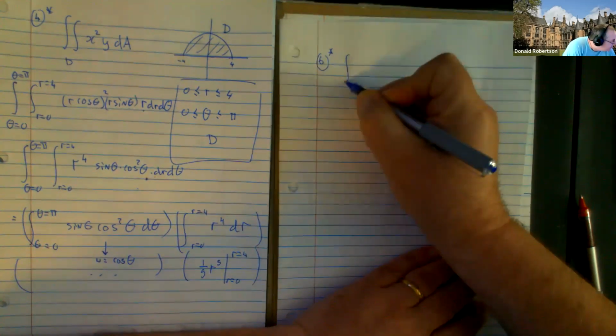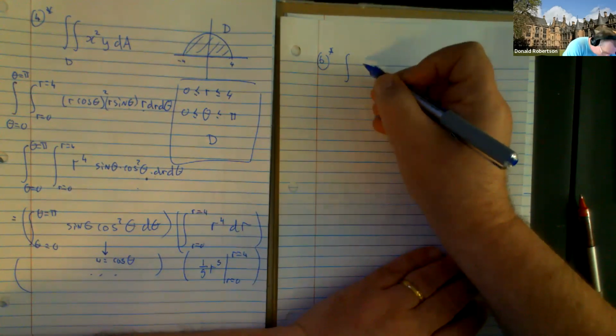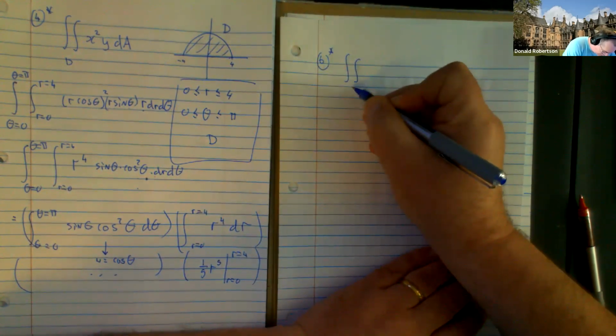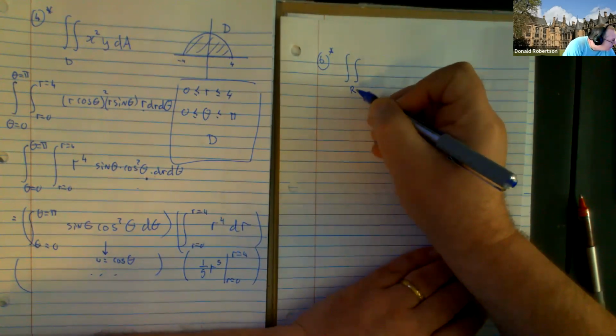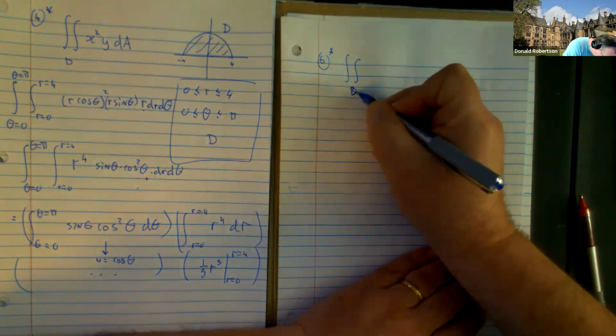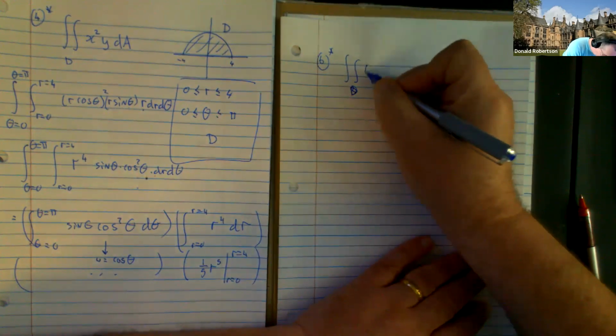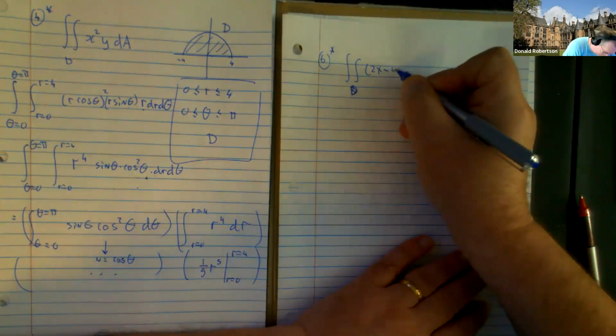We have a double integral over some region. No, they call it R again. I don't know, I'm going to stick to D. I don't see why they want to keep doing that. So, pain in the butt.